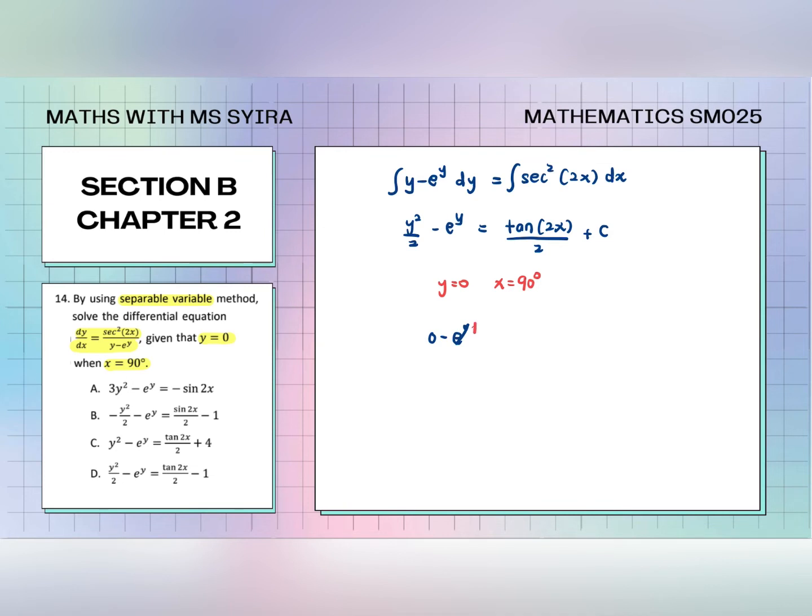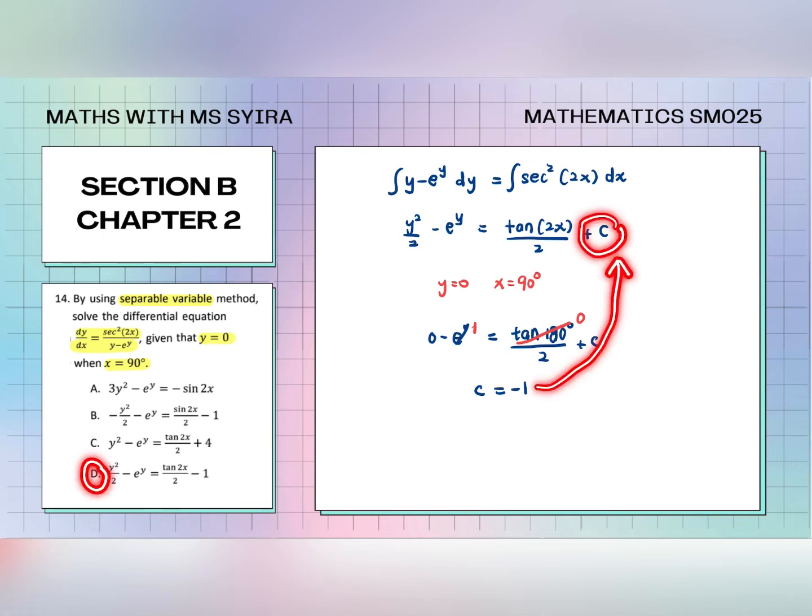Okay, e of 0 adalah 1. And then, tangent of 2x. 2x adalah tangent of 180 over 2 plus C. So, tangent of 180 here will be 0. Okay, so C kamu akan sama dengan negative 1 sahaja. So, kat sini boleh terus dapatkanlah. Gantikan sahaja C ini dengan negative 1. So, the answer should be D. Okay, D yang sama. Okay, so the answer should be D.